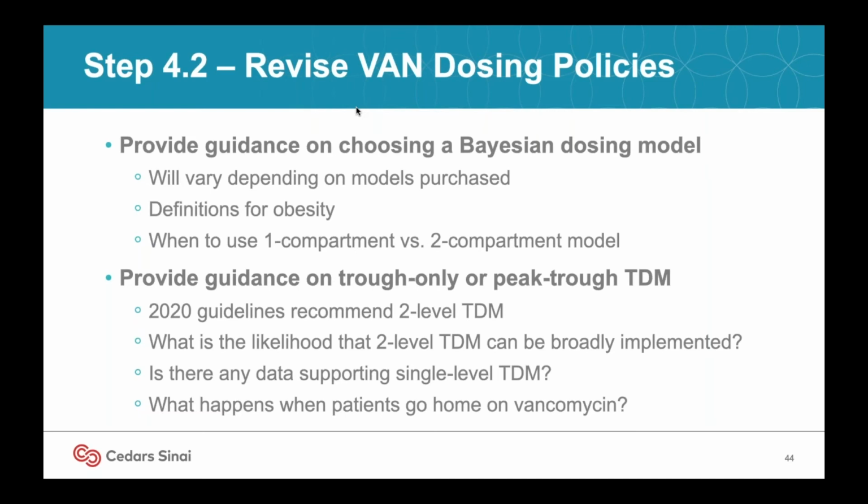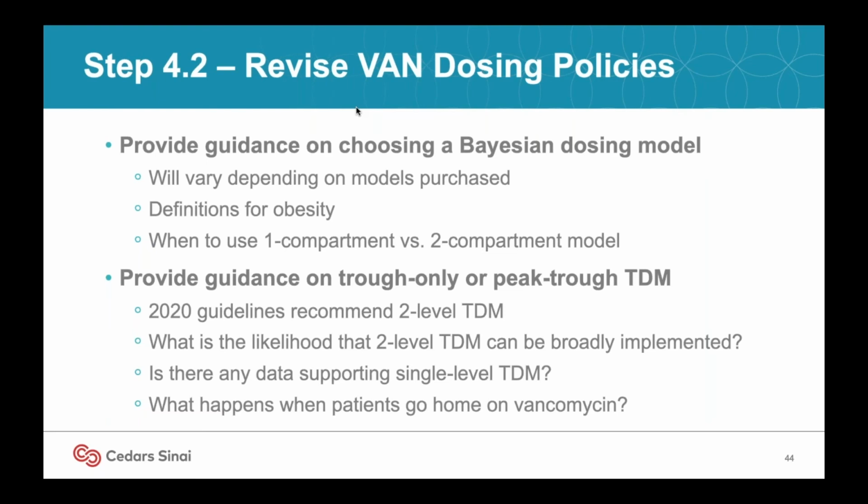As you heard Tom discuss, the updated guidelines recommend 2-level PK using Bayesian methods, but can you broadly implement this for all patients at your institution? I think for many, including where I've practiced, 2 levels for all patients certainly can be challenging. So what if patients go home on vancomycin? How do we continue their therapy? That's another question we asked.